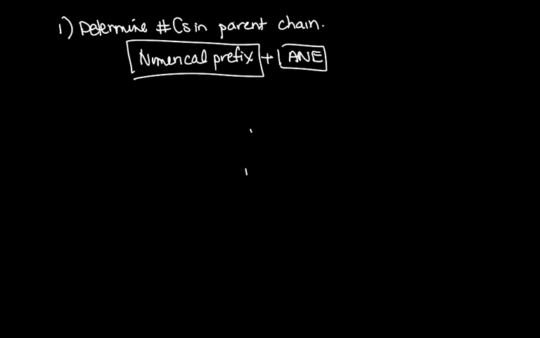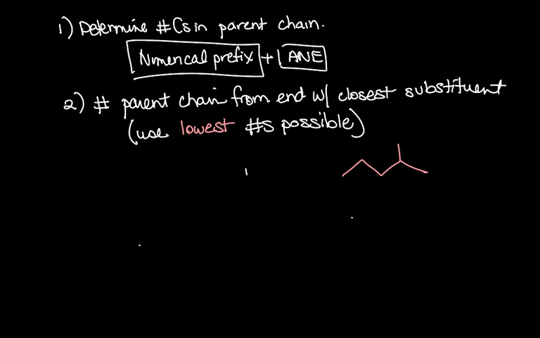Okay, so let's talk about the rules for nomenclature. As we've discussed in lecture, you simply take the number of carbons in the parent chain, associate with a numerical prefix, and stick ane at the end for any alkane. Rule number 2, you number the parent chain from the end that has the closest substituent. So you will use the lowest numbers possible. And again, you don't have the word lowest in your handout, so make sure you fill that in.